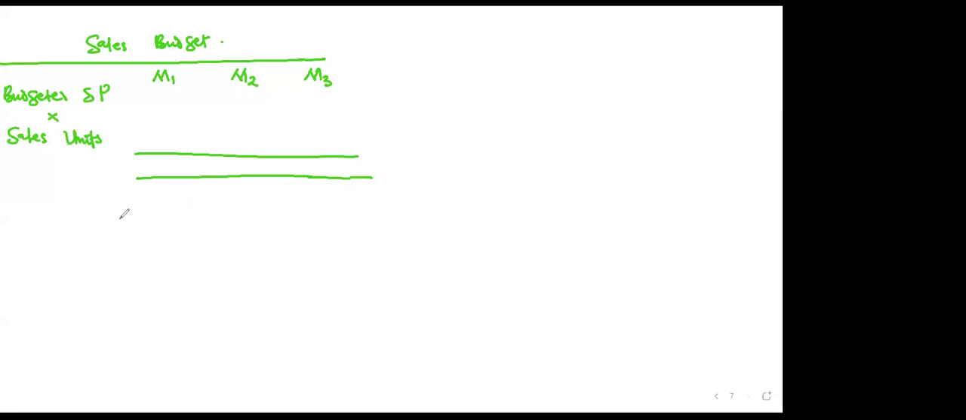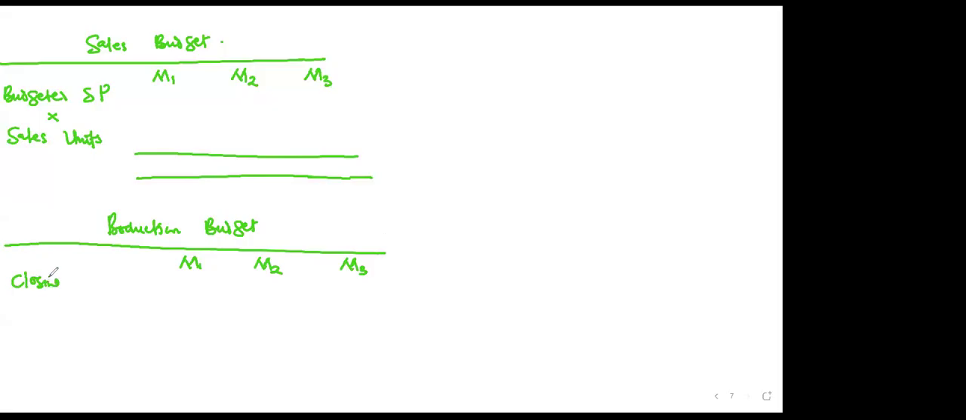Then our production budget. So you see that if you've learned your strategy already, you don't waste time. Production budget. Month 1, month 2, month 3. From what we learned, how do we get production budget? We take the closing stock of finished goods, plus the sales, then minus the opening stock. This is what we do to get production budget.